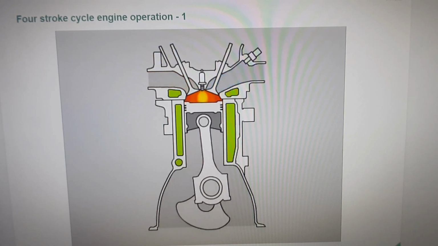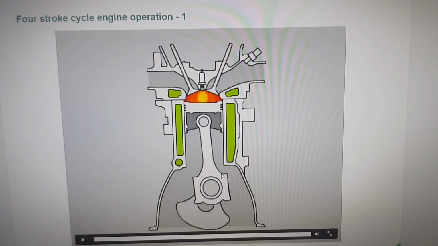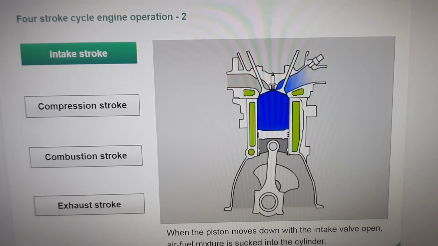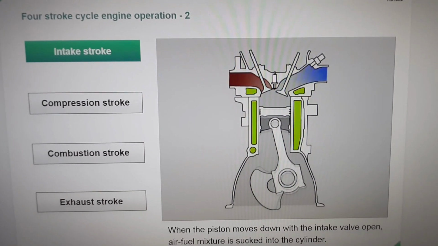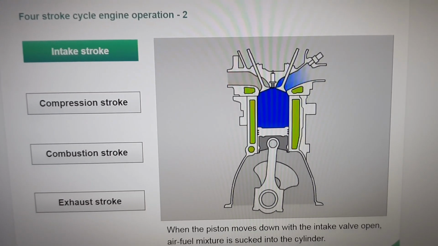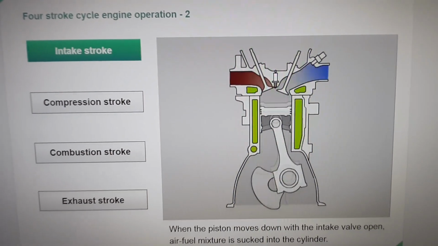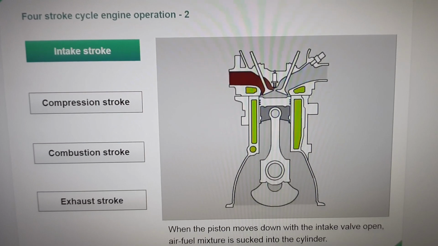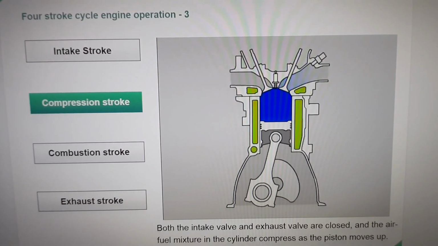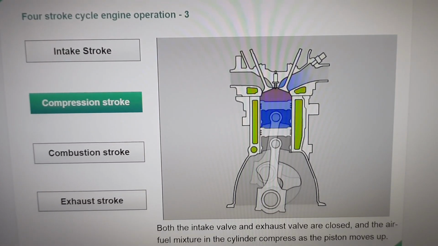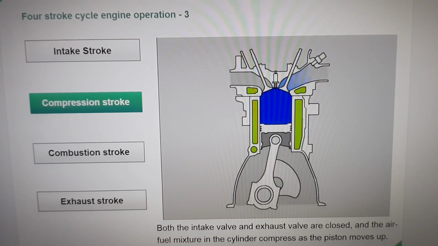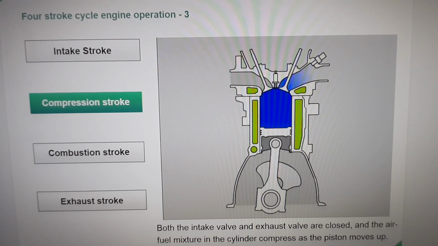To move to the next slide, please click on Next button. When the piston moves down with the intake valve open, the air-fuel mixture is sucked into the cylinder. This is the intake stroke. To move to the next slide, please click on Next button. After the intake stroke is complete, both the intake valve and exhaust valve are closed, and the air-fuel mixture in the cylinder is compressed as the piston moves up. This is the compression stroke.